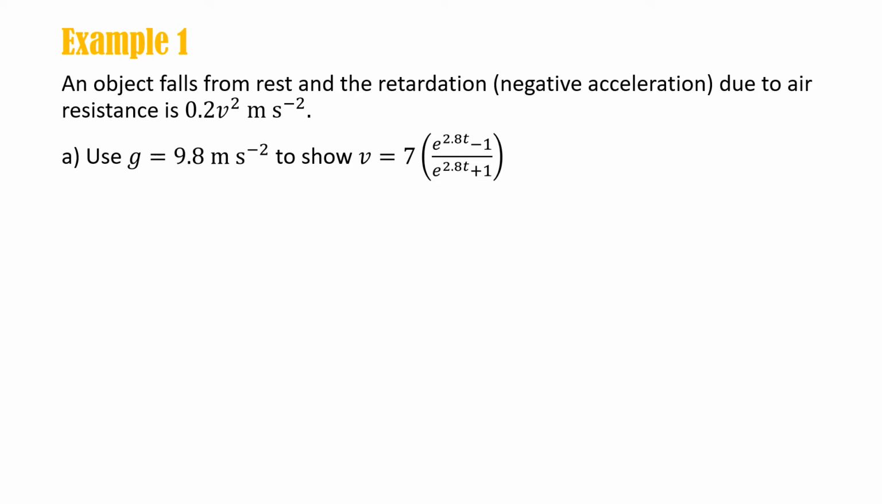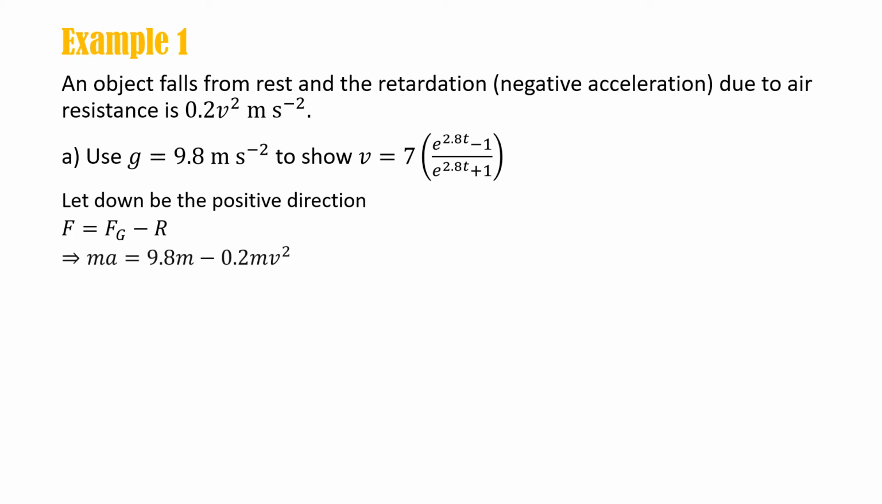So what we've got is an object that's falling. So it's going down, so downwards is going to be our direction of travel, so it's going to be our positive direction. What that means is that gravity is helping us rather than resisting us. So gravity is going to be positive, but that air resistance R is going to be negative. So the force is going to be the force of gravity minus the resistance. Now we know that force we can just rewrite as mass times acceleration. So we get ma is equal to 9.8 lots of m minus 0.2 lots of m times the velocity squared.